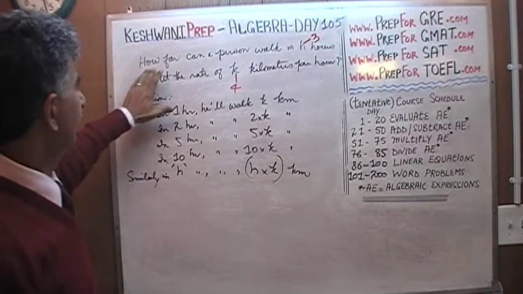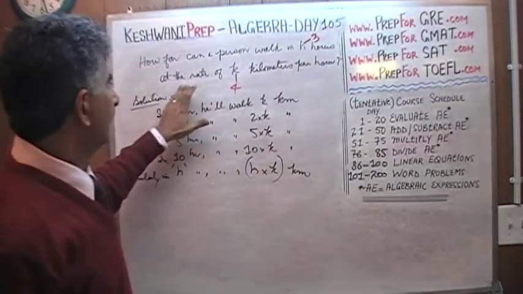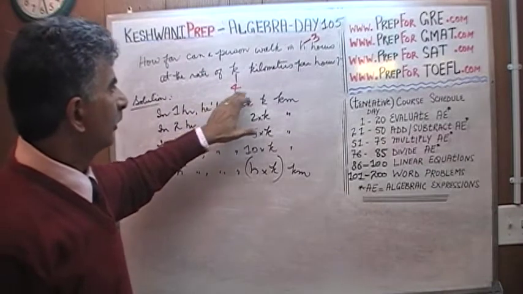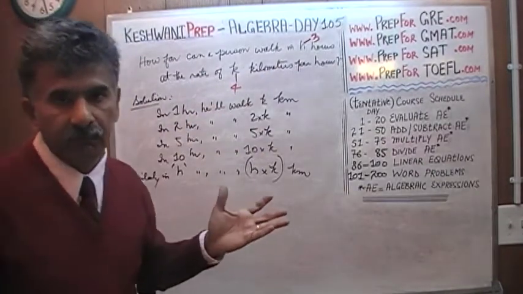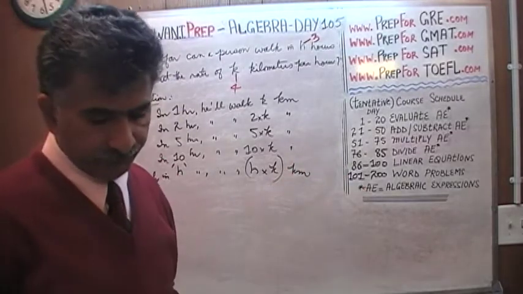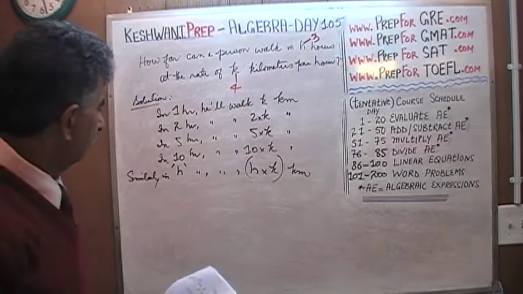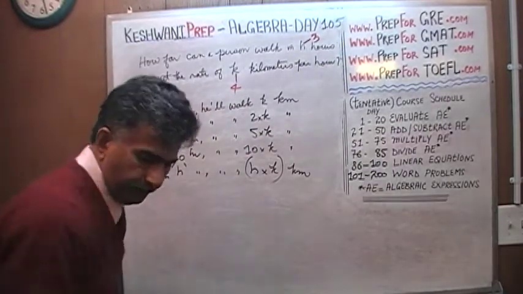Now the question reads, how far can a person walk in 3 hours if he's walking at the rate of 4 kilometers per hour? Well, if he's walking 3 hours and he's going 4 kilometers per hour, then in 3 hours he should go 4 times 3.